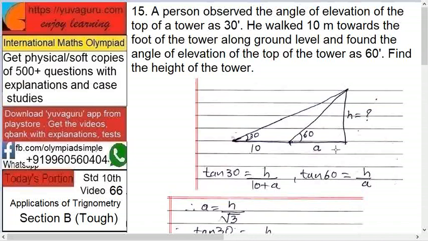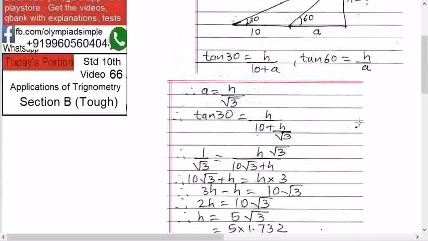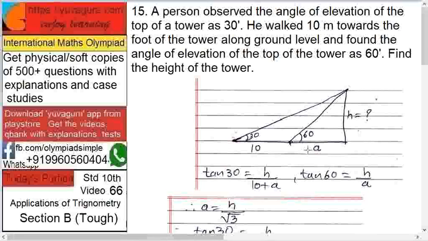And if they ask you for a, then what? Simple. Just h upon root 3. Put this 5 root 3 upon root 3. That is, it will be 5 then.